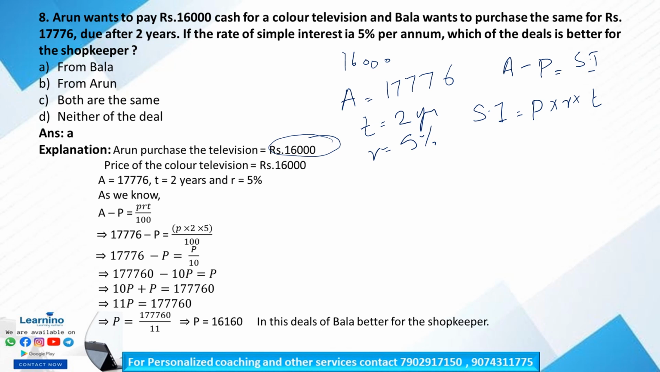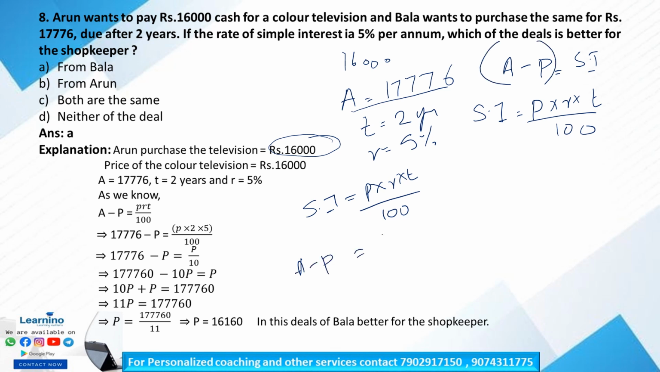So what is the value of amount? That is 17,760, right? So simple interest is equal to P into R into T by 100. Simple interest is equal to A minus P. So A minus P is equal to P into R into T by 100. By calculating the value of A, it is 17,760 minus P, we don't know, that is equal to P into 2 into 5 by 100. Is it clear? So 5 into 2 is 10. So the 10 and this 100 will cancel each other.